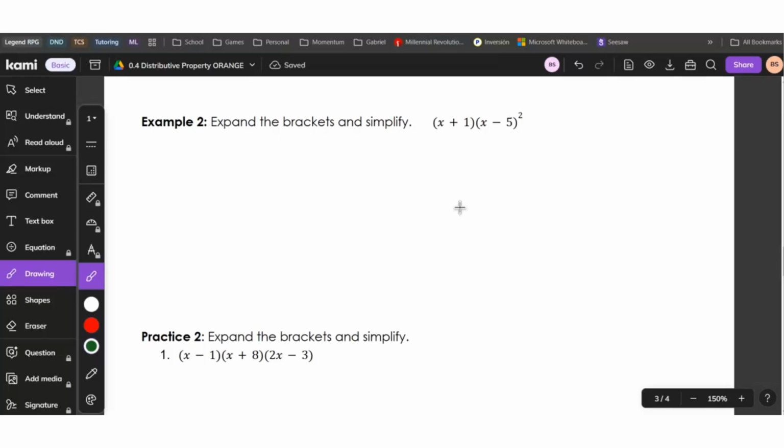Yeah, exactly. So I'm going to take care of this x minus 5 squared first, which means I'm going to leave the x plus 1 in front. Now, do you guys remember the trick to how to do this quick, or should we do it the longer way?